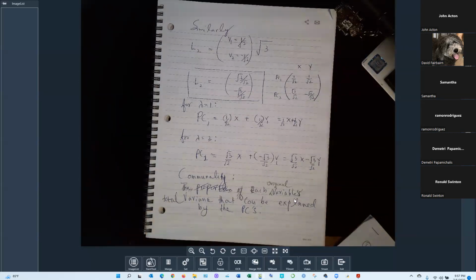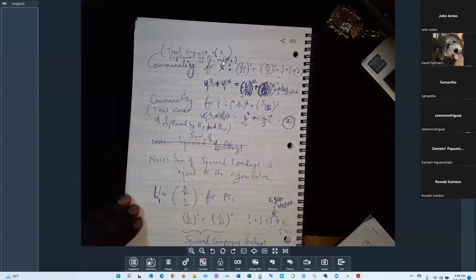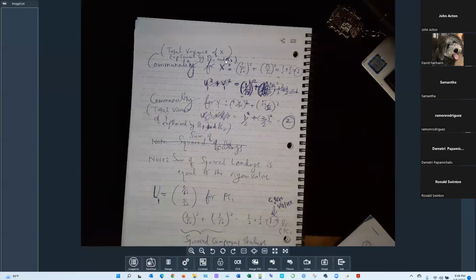Original. See this one? If you want to give a physical interpretation for communalities, the communalities mean nothing but how much of each variable's total variance can be explained by the components. That's the total variance of x explained by PC1 and PC2 both. Total variance of x has been explained by PC1 and PC2.